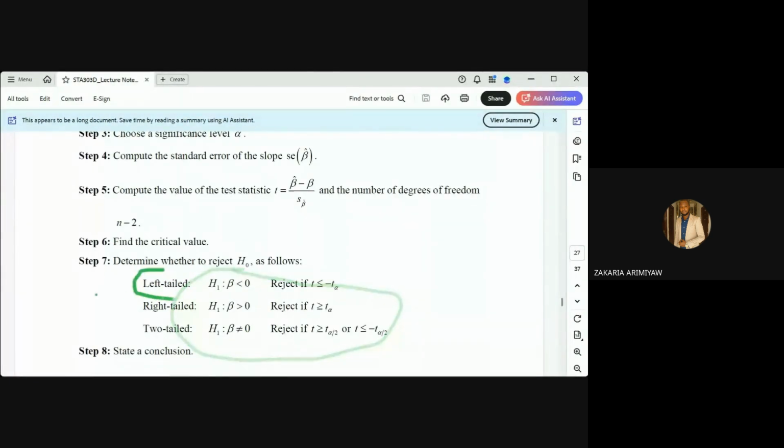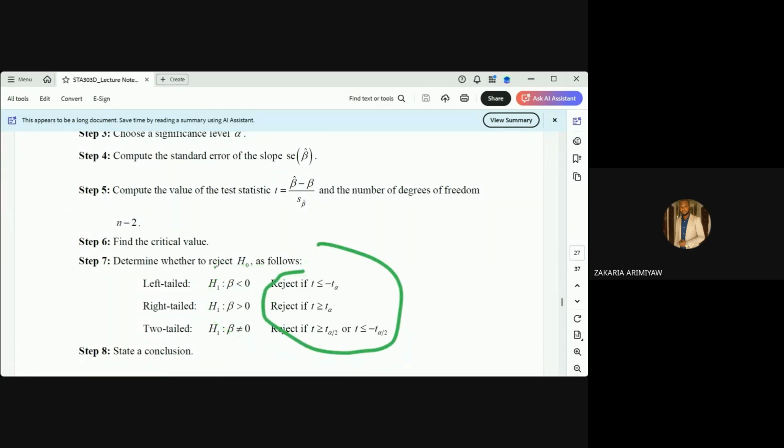If the test is left-sided, then this is going to be the decision rule. You reject H naught if T calculated is less than T minus from the table. If the tail is right-sided, we reject H naught if T calculated is greater than T, the critical value. But if it is two-sided, we reject if any of these rejection regions is satisfied. So either this or that. So these are the decision rules.